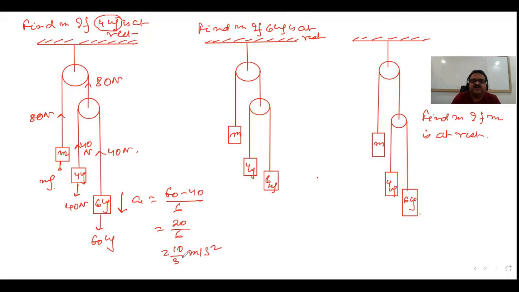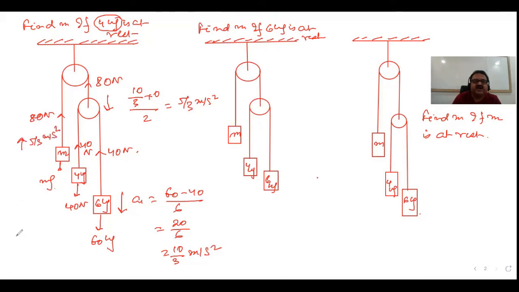Now, the important thing is this: if it is 10 by 3 and it is at rest, what will be the acceleration of this? So this pulley is moving down with an acceleration of 10 by 3 plus 0 divided by 2, that is 5 by 3 meter per second square. So it means that if it is moving down with an acceleration of 5 by 3 meter per second square, this mass is moving up with an acceleration of 5 by 3 meter per second square.